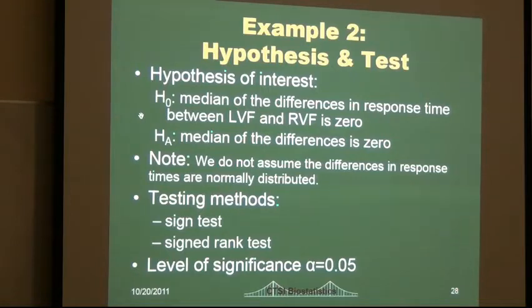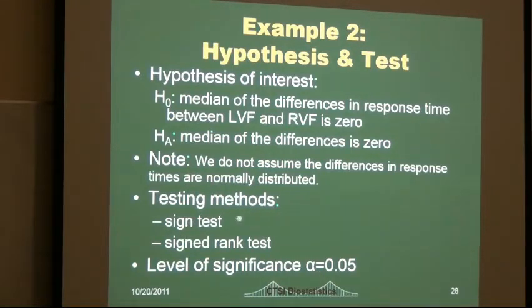So the hypothesis is the median of the differences in response time between left and right visual field is 0, and the alternative is the median of the differences is not 0. I'm missing a "not" here. So the alternative is the difference is not 0. The testing methods that can be used for this are either the sign test or a sign rank test, and again, we use a typical level of significance of 0.05.